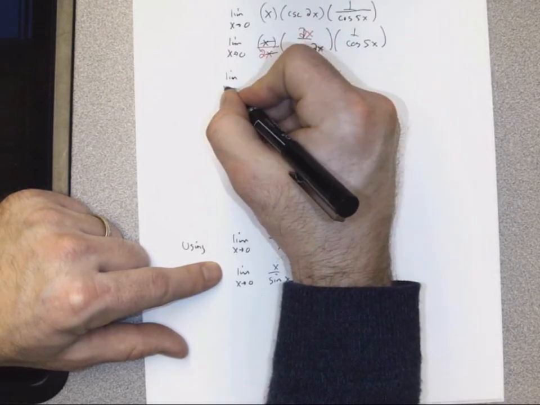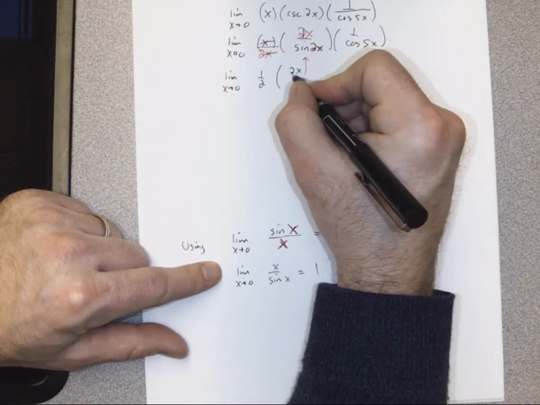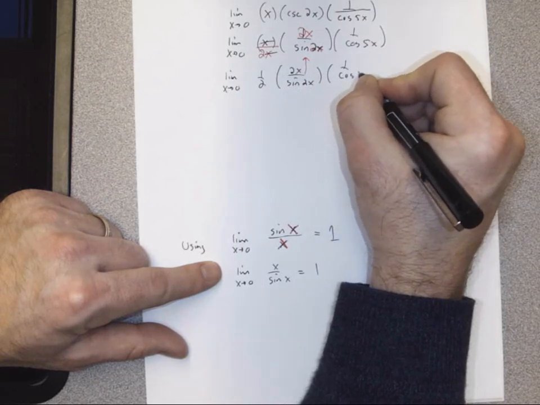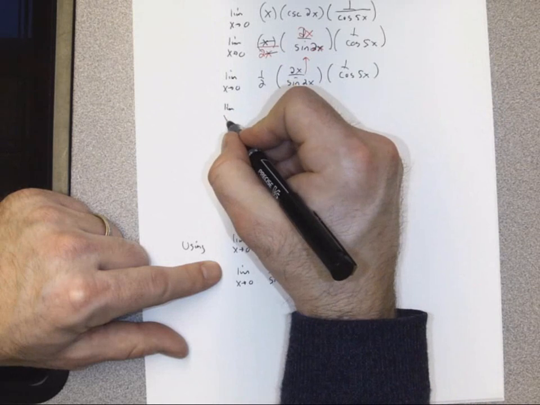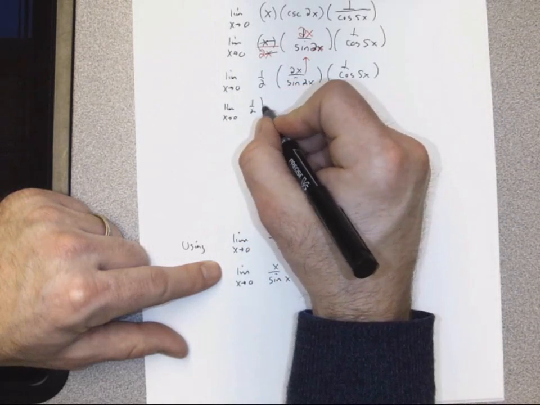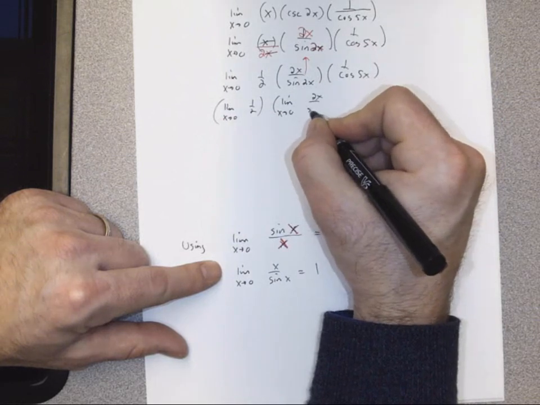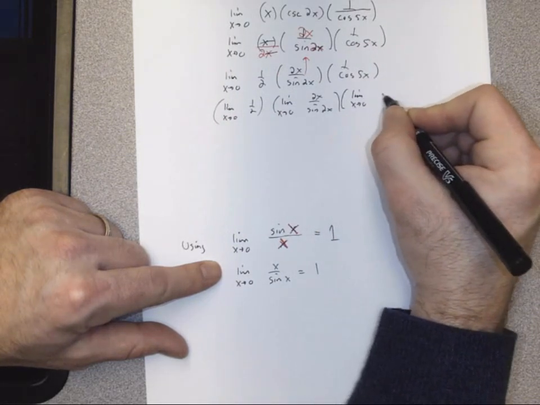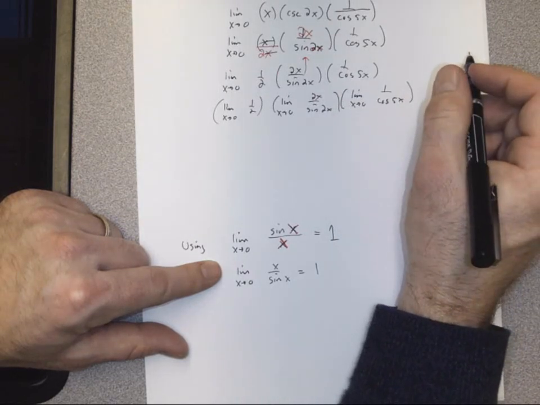So this is going to be the limit as x approaches 0 of 1/2 times 2x over the sine of 2x times 1 over the cosine of 5x. The limit of the product is the product of the limits, so I can just take the limit of each one of these things individually. You don't have to write that every time, okay?